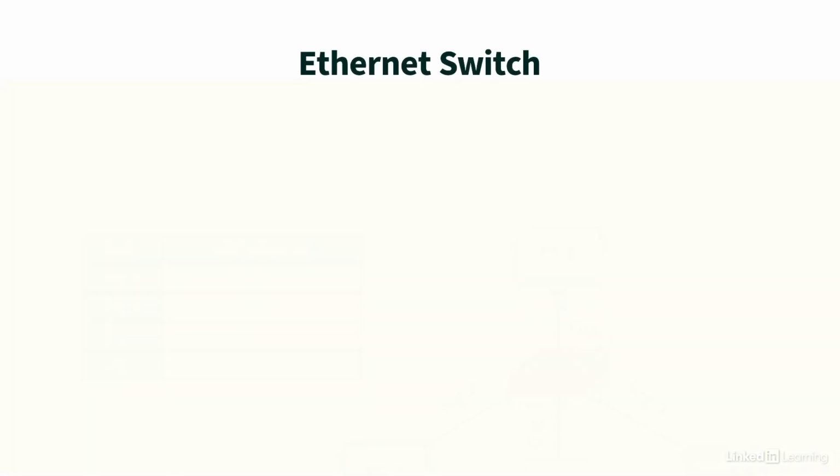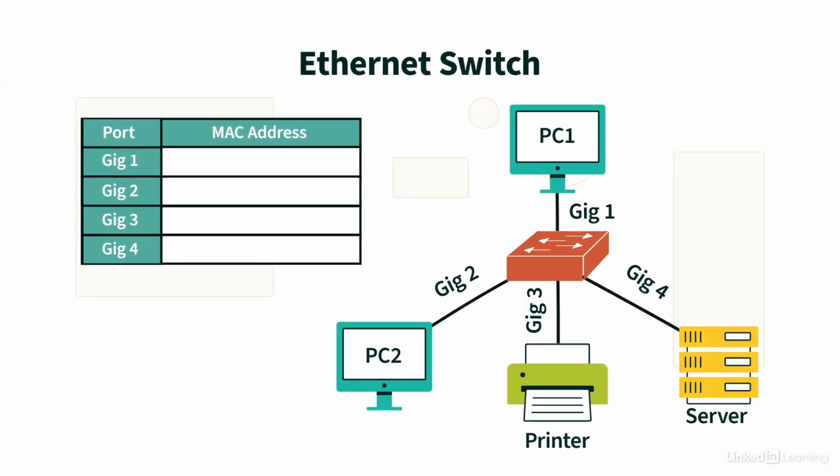To illustrate how this works, consider this topology. We have a couple of PCs, a printer, and a server all connected to a switch. Initially, the switch has not learned the MAC address of any of these devices, so its MAC address table is initially empty. Now, PC 1 wants to communicate with the printer, and it sends a frame to the switch.